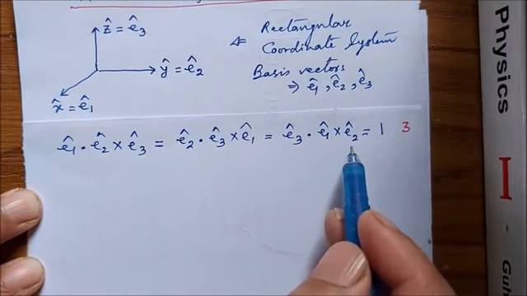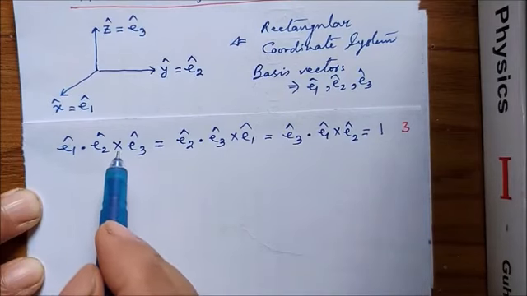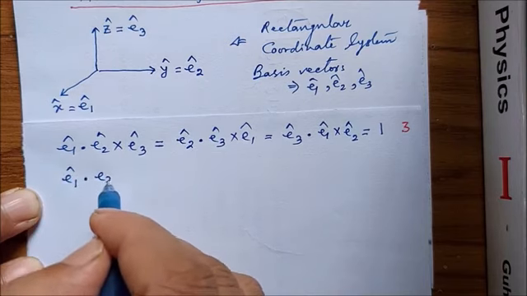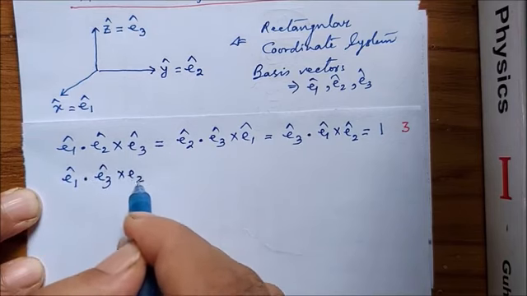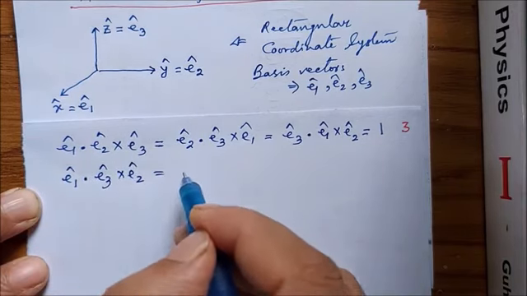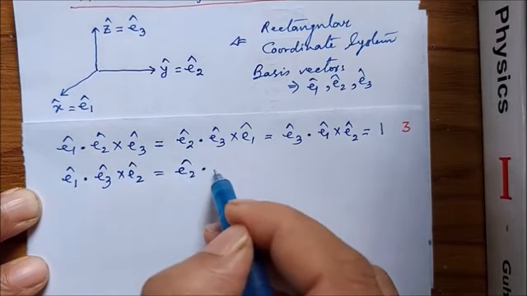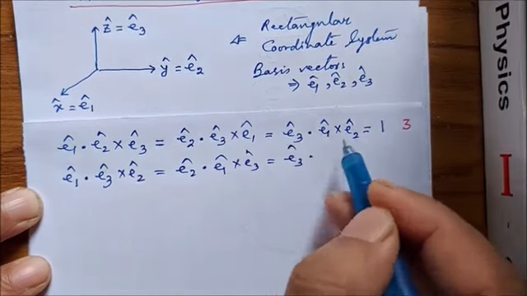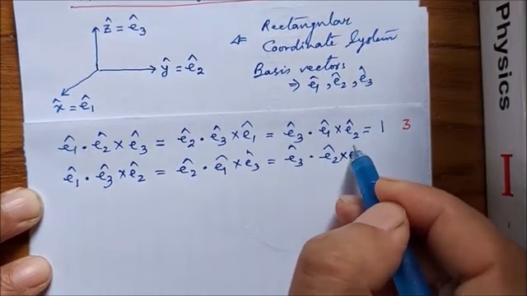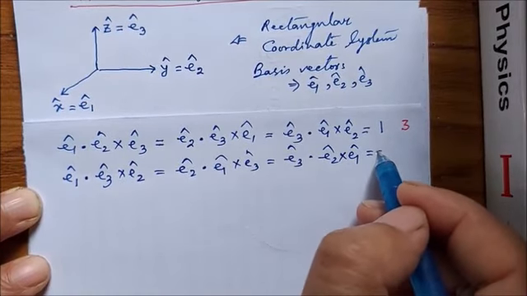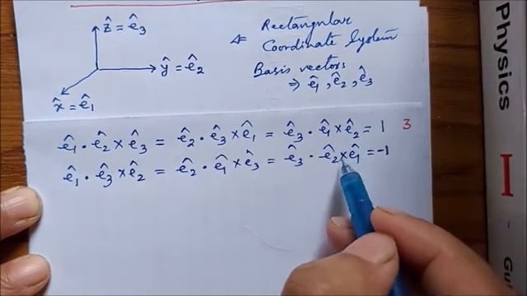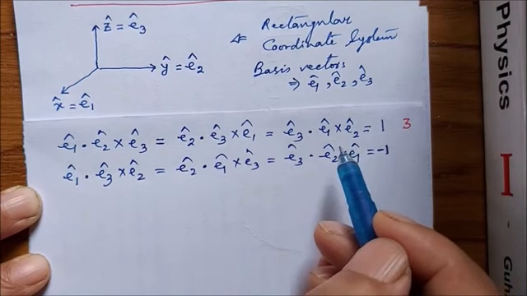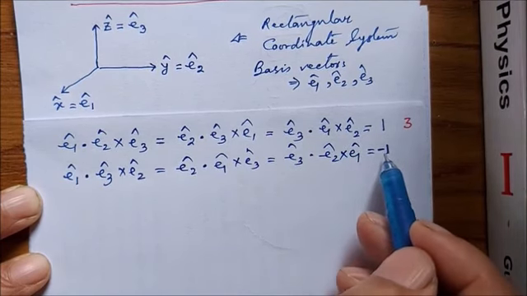So there are three relations. Let us rewrite these relations interchanging the order of the cross products. For instance, we can write it as e1 cap dot e3 cap cross e2 cap. Let us interchange the order. Here too we interchange the order, and the value is obviously -1 because we have interchanged the order, and vector product or cross product is not commutative, it is order dependent. Changing order extracts a negative sign.